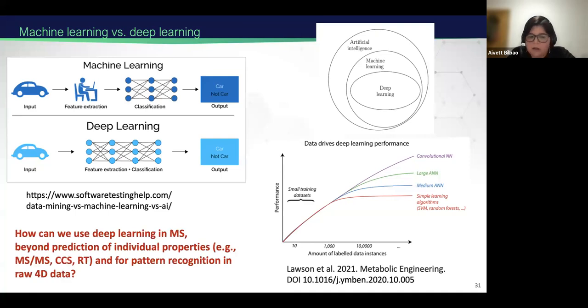And my question, and what I'm interested in working on right now, is that there is great progress using deep learning and AI in mass spectrometry, but it has mostly been for prediction of individual properties. There is great progress to predict MSMS, the collision cross-section, the retention time, but can we use this model also to learn patterns, or detect and extract patterns, from the raw data?